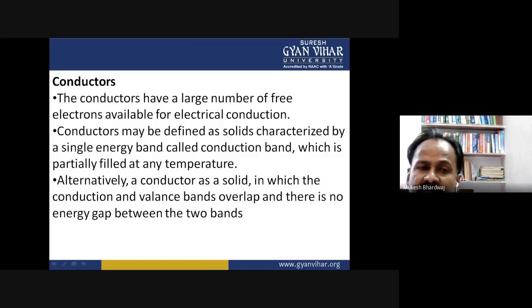By observing their electronic configuration, we will see that their free electrons are in very large quantity, and we know that electrons, and especially free electrons, play a vital role in electrical conduction. So the conductors have an abundant number of free electrons, and due to that the conduction band and the valence band overlap each other.